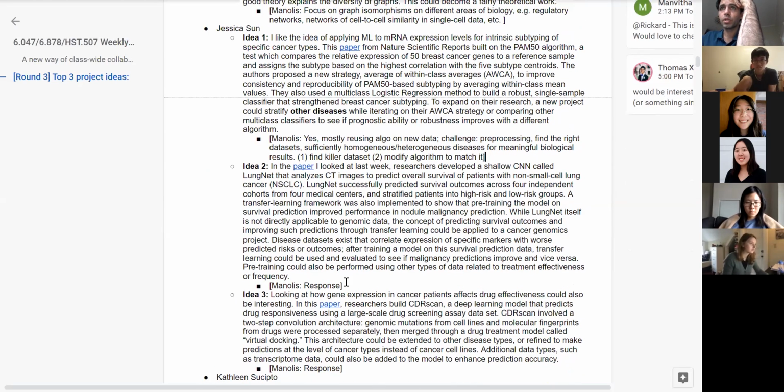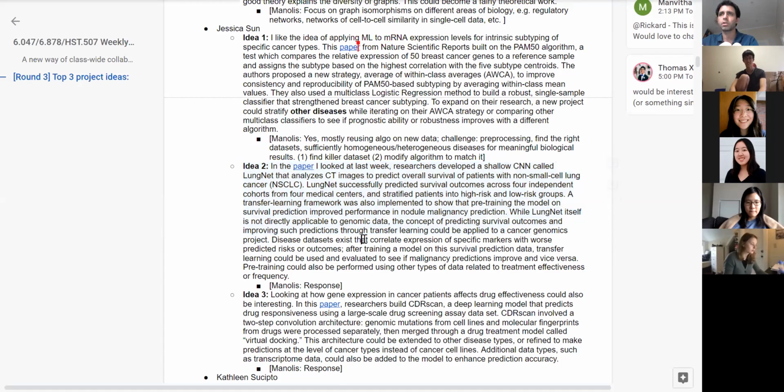Yeah, thank you. Great. In this paper I looked at last week, researchers developed a shallow CNN called LungNet, which analyzes CT images to predict survival in non-small cell lung cancer. LungNet successfully predicted survival outcomes for 4 independent cohorts at 4 medical centers, stratifying patients into high risk and low risk. It uses a transfer learning framework with a pre-trained model. LungNet itself is not a direct application to genomic data, but the concept of predicting survival outcomes includes transfer learning.